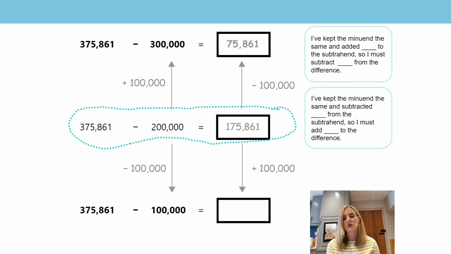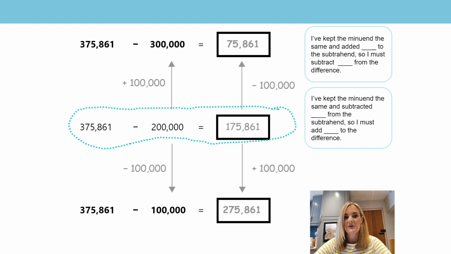So we need to add that 100,000 onto 175,861 and we get, brilliant, 275,861. So this time if we were to use our stem sentence, we'd be saying, I've kept the minuend the same and subtracted 100,000 from the subtrahend, so I must add 100,000 to the difference.